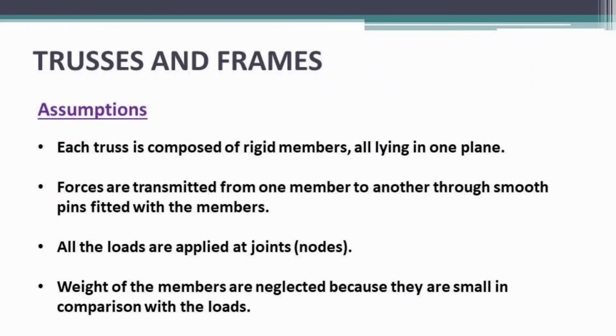Now, there are certain assumptions in case of the axial forces that are being developed in truss members. First, each truss is composed of rigid members all lying in one plane. Secondly, forces are transmitted from one member to another through smooth pins fitted in the members. Thirdly, all the loads are applied at the joints but not in the members.